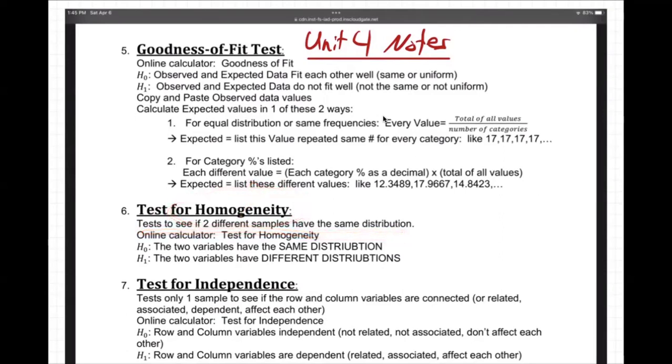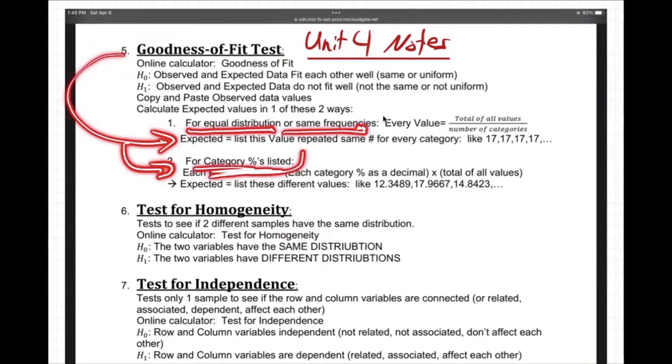So whenever you're seeing if two groups are the same or different, that's a test for homogeneity. You might think, well, how do you know it's not goodness of fit? Well, goodness of fit is one of two types. The first type is equal distribution or same frequency, meaning are they all the same, like the same number of heart patients, people sick, is every category exactly the same? That's not what we're testing. That's not what they asked.